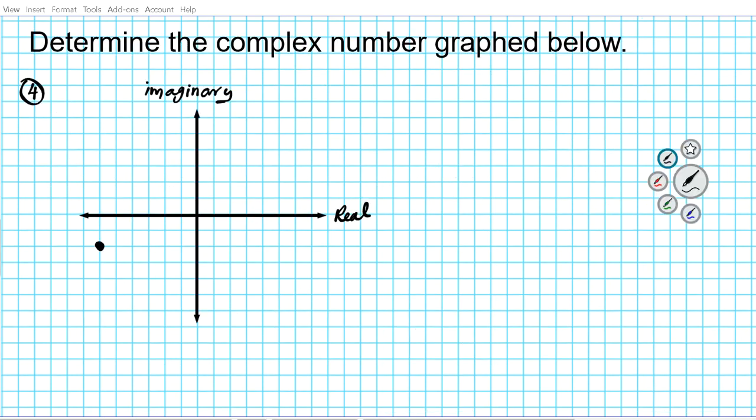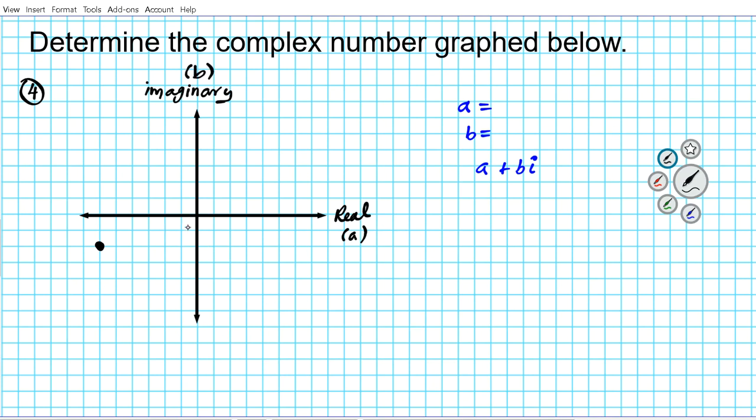Okay, let's take a look at question number 4. So question number 4, we have the graph of a complex number on a complex coordinate plane, and we have to determine what complex number is graphed. Okay, all right, so let's go ahead and do this. So if we want to determine what complex number is graphed, we just need to figure out what the values of a and b are, and then we're going to insert them into the a plus bi formula, and we are done. Okay, so we know that the a component is the real component, this is a, and the b component is the imaginary component, that's b.